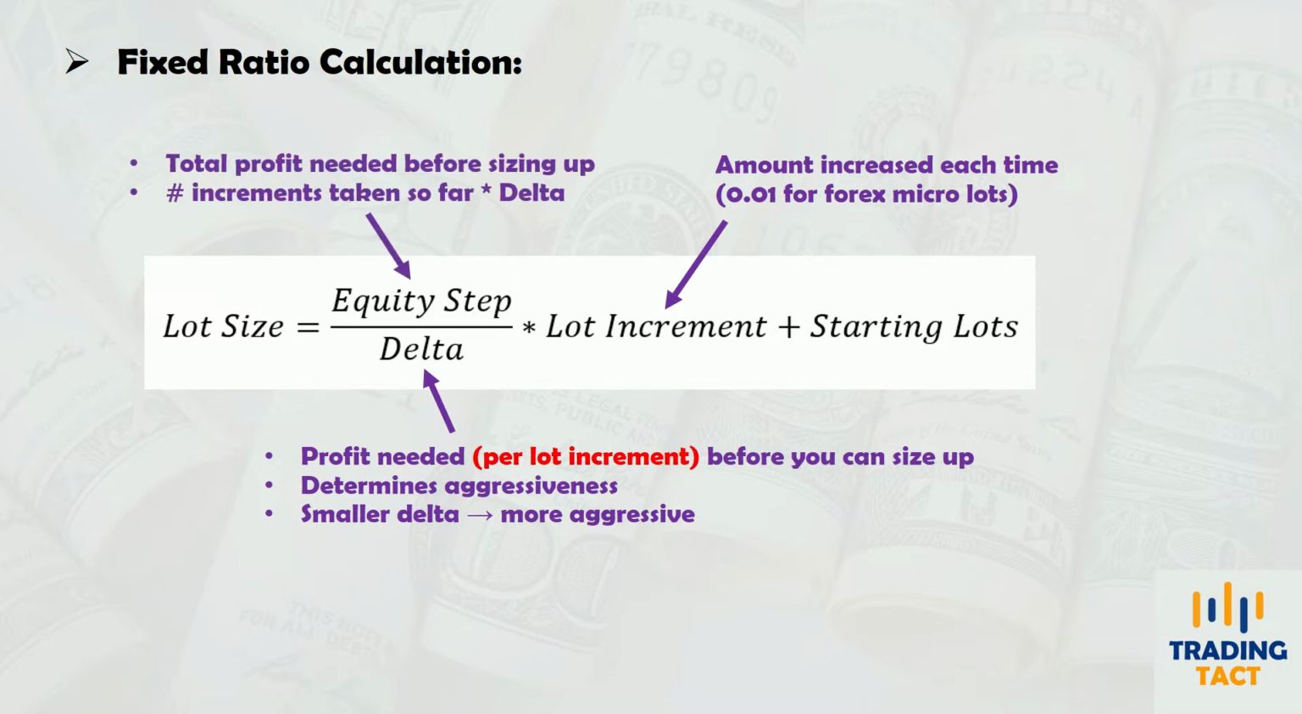The equity step is the additional profits you need to accumulate before you can increase sizing again. It is calculated as the number of lot increments taken thus far multiplied by the delta. As such, whenever you increase your sizing, your equity step increases by the delta amount. Let me illustrate with an example.